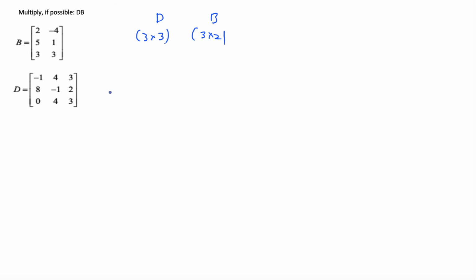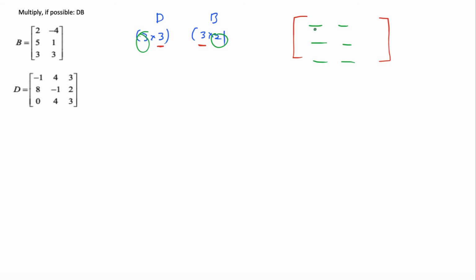And how do we know if these matrices can be multiplied together? We have to compare these two numbers: the number of columns in D and the number of rows in B. And notice these are the same. So in this case, yes, we can multiply these together. And the resulting matrix should be a 3 by 2 matrix. So we know that our final matrix, whatever it is, should have 3 rows and 2 columns.